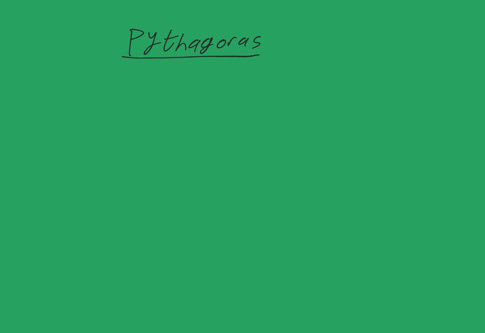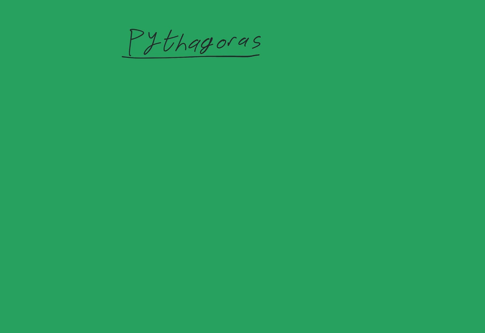All right, so in today's video, we're going to be talking about Pythagoras. Now, what is Pythagoras? A hint, it is not a species of snake. It is not a type of snake. Pythagoras is the name of a Greek mathematician from a long time ago in a galaxy far, far away.